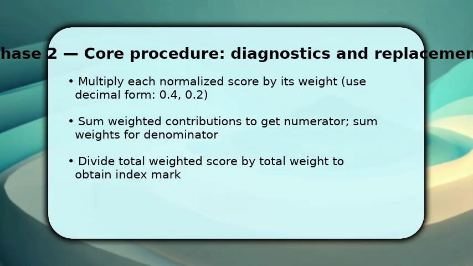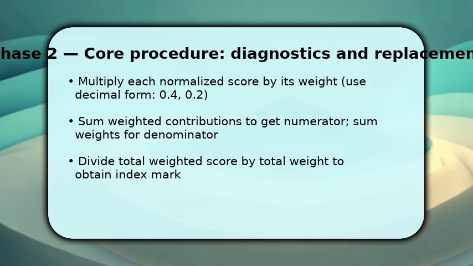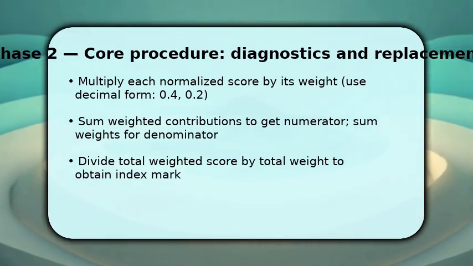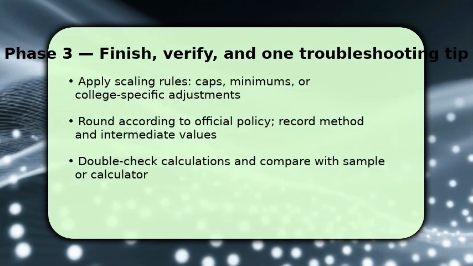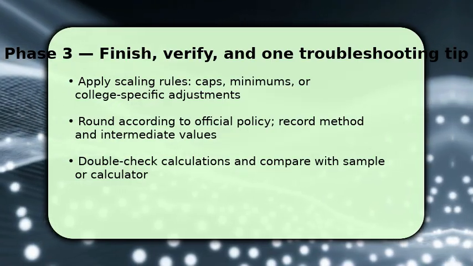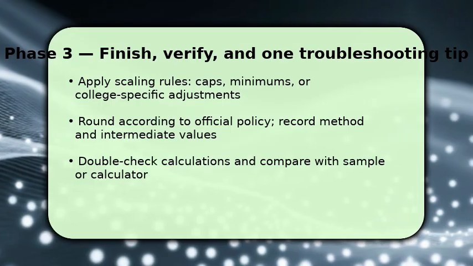If your system uses grade points, perform the same math with points instead of percentages, then convert back if required. You finish by applying any institution-specific adjustments, scaling curves, caps on maximum contributions, or minimum thresholds. After adjustments, round the index mark per the official rule. Document the rounding step so it's reproducible.